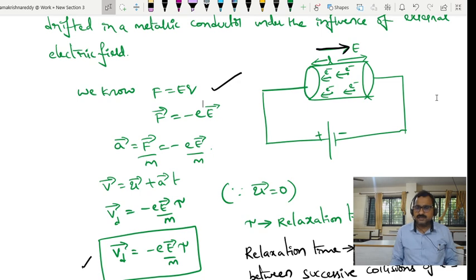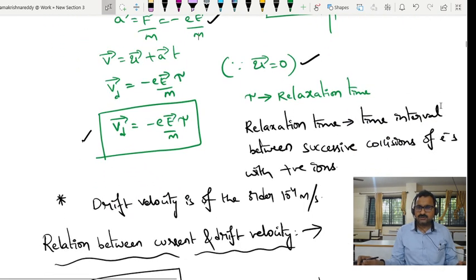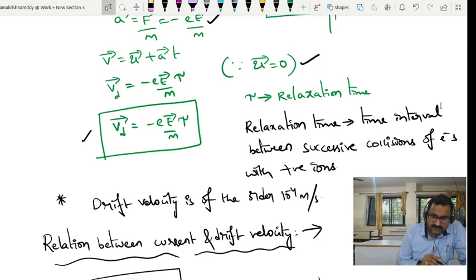Then VD bar is equal to, but U bar is how much? Zero only. And A bar is equal to minus E bar e by m, the reason for which you know. We substituted that and got the result, where tau is the relaxation time. So this is in vector notation. The same thing in scalar notation, how can we write? The negative sign will not appear there.